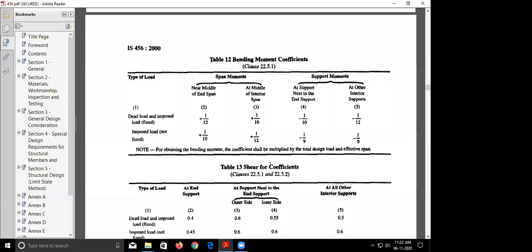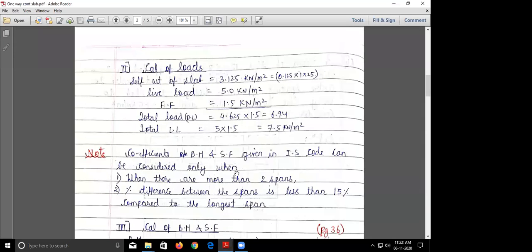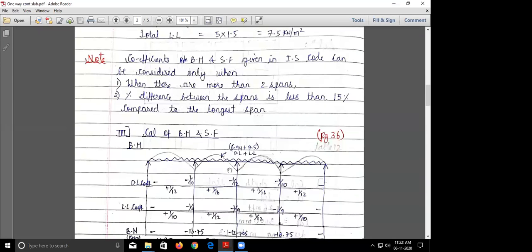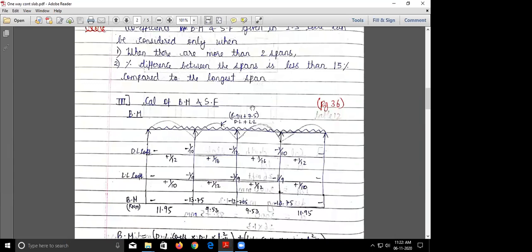So now let us see how to use these coefficients to find out the bending moment and shear force. In the last problem, we calculated bending moment and shear force directly because it was a simply supported slab. Now here it is a continuous slab, so this is the simplified approach given by IS code. Let us see how to find this: calculation of bending moment and shear force. You can find this on page 36, Table 12. First let us find out the bending moment.